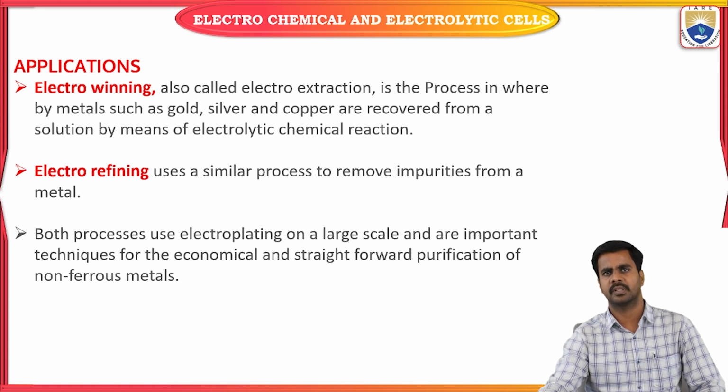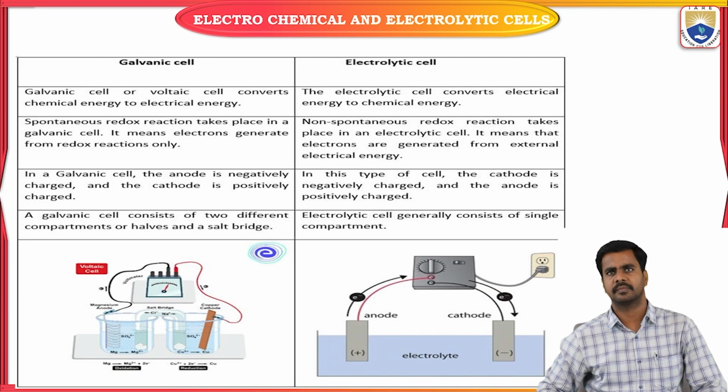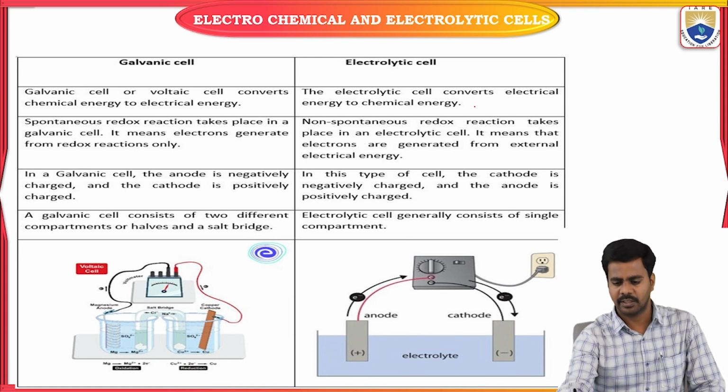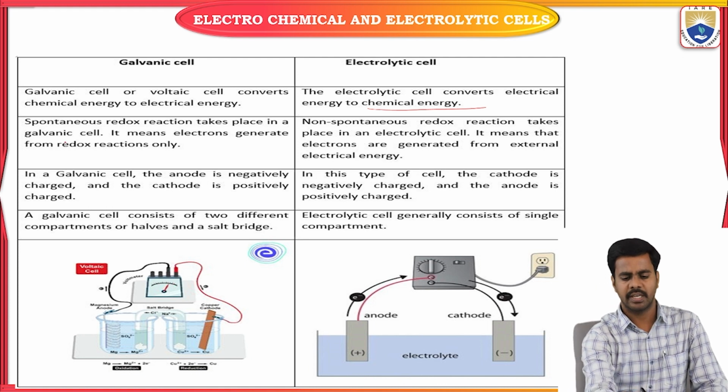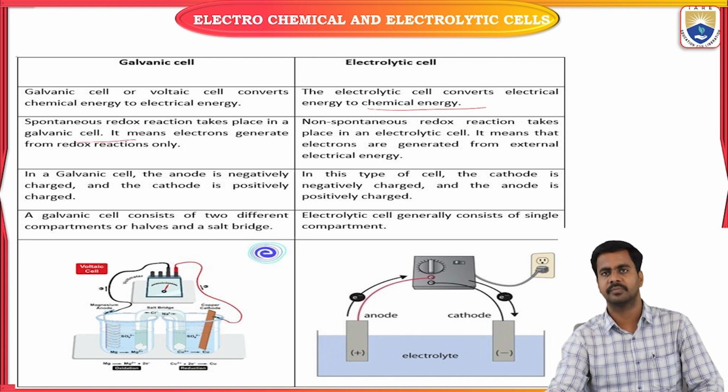Now let us see what the major differences are between the electrochemical and electrolytic cells. First, in an electrochemical cell, chemical energy is converted into electrical energy, whereas in an electrolytic cell, electrical energy is converted into chemical energy. It is a spontaneous redox reaction.